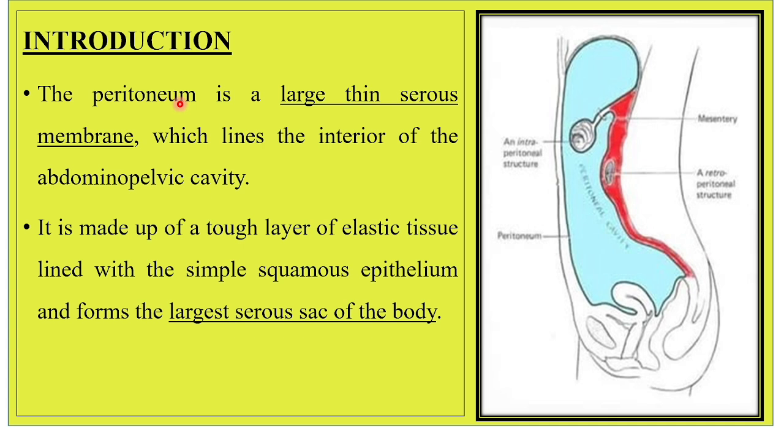So coming to the introduction, the peritoneum is a large, thin serous membrane which lines the interior of the abdominopelvic cavity. It is made up of a tough layer of elastic tissue lined with a simple squamous epithelium and forms the largest serous sac of the body. So peritoneum is the largest serous sac of the human body.